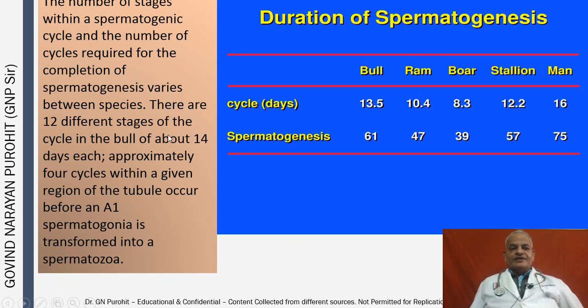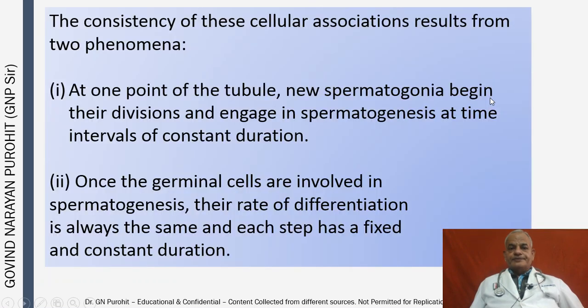There are different stages of the cycle, in the bull about 14 days each. Approximately 4 cycles within a given region of the tubule occur before an A1 spermatogonium is transformed into a spermatozoon. So this is the duration of spermatogenesis in different species: bull, ram, boar, stallion, and humans.